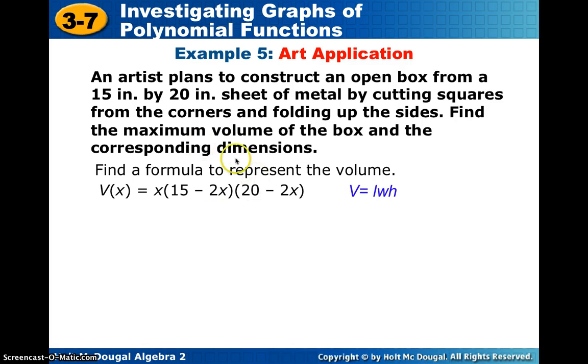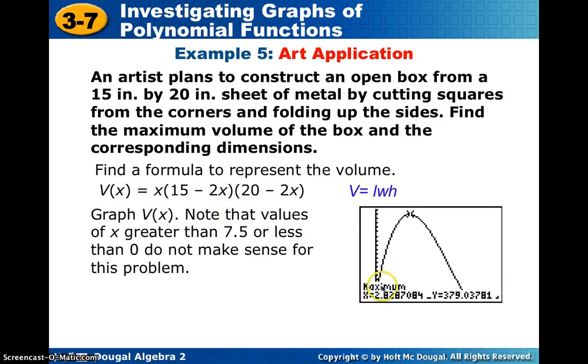So let's just let one of the sides of the box be x, the length, I guess, and then the width, we know that the width of the piece is 15, we would have to subtract 2 of those x's from that, and then the other side, the length is 20, we'd have to subtract 2x from 20 as well. So this is an expression for length times width times height. Now if we graph that, we can look at it and see where's the maximum volume.